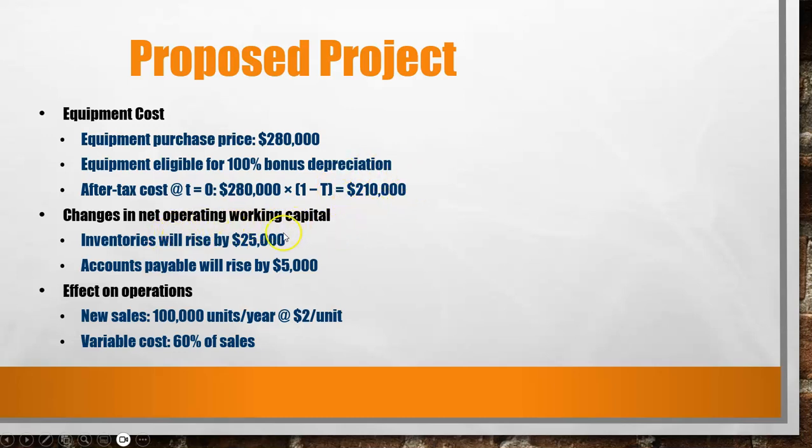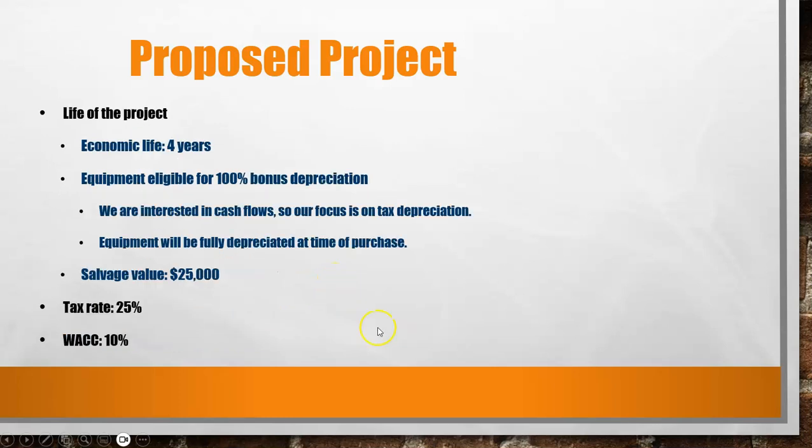Change in net operating working capital. Inventories are going to go up by 25,000. Accounts payable will rise by 5,000. An effect on operations. New sales of 100,000 units a year at $2 a unit, and the variable costs are 60% of sales. This is pretty common when you're looking at projects in the real world.